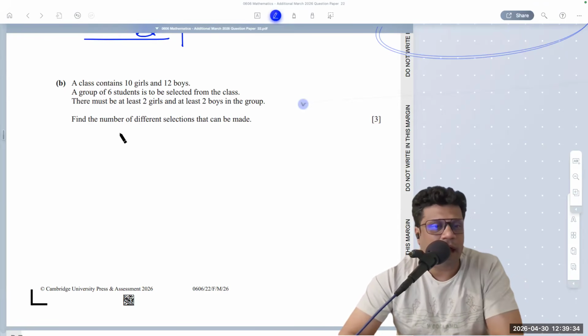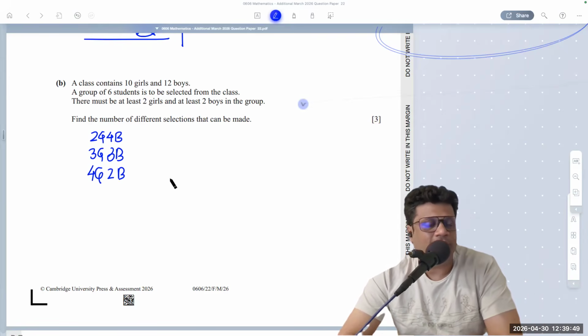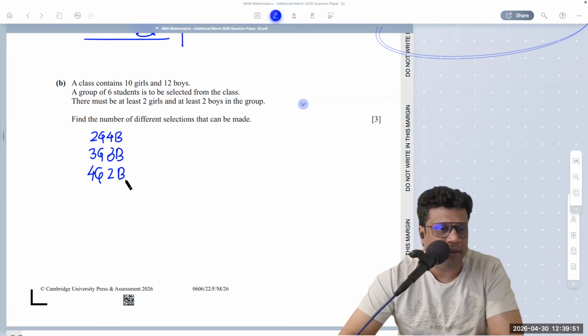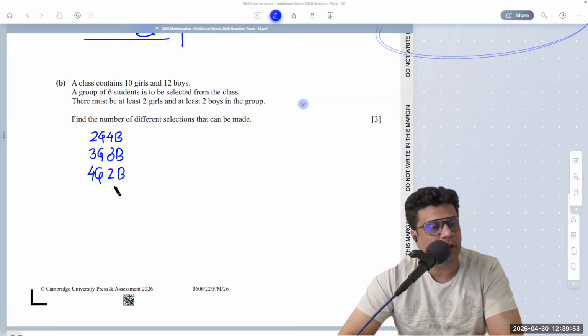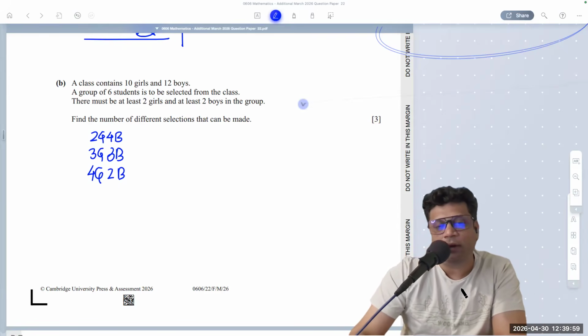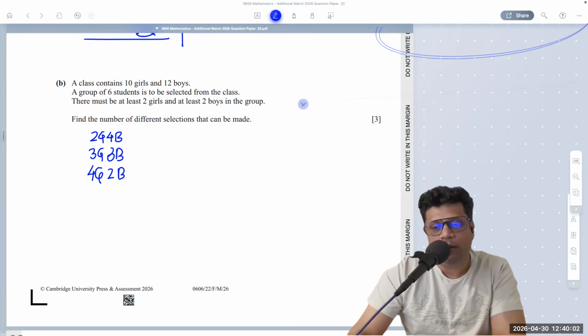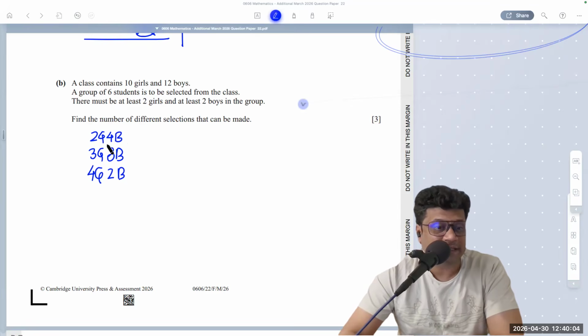So how about one group with 2 girls and 4 boys? How about 3 girls and 3 boys? 4 girls and 2 boys? Well, that seems to be all there can be. Can we have 5 girls and 1 boy? No. Can we have 5 boys and 1 girl? No. So these are the 3 outcomes there can be. And then I'm going to count the number of ways these can come true.